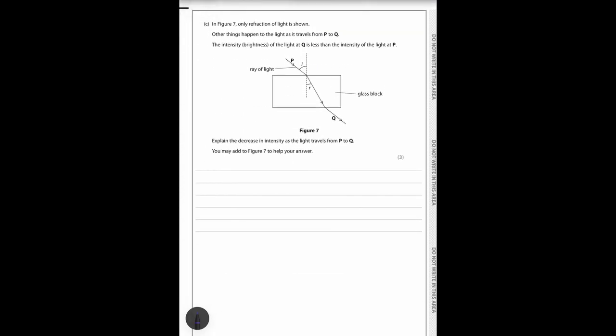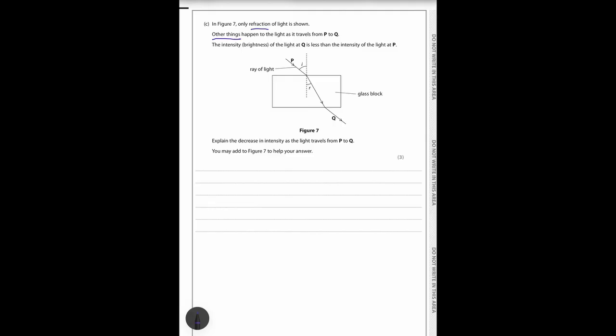Okay, now the next question: only the refraction is shown. Other things happen to the light when it goes from P to Q. So explain the decrease in intensity as the light travels from P to Q. Well, it's already given me a pretty big clue here that other things are going to happen when the light travels from P to Q, and only refraction is shown. So something else must be happening that isn't refraction.